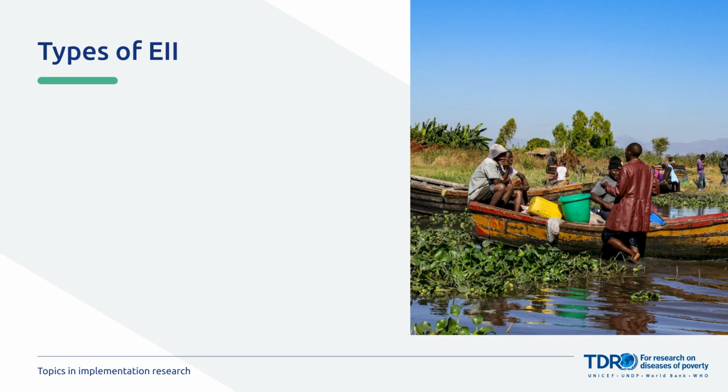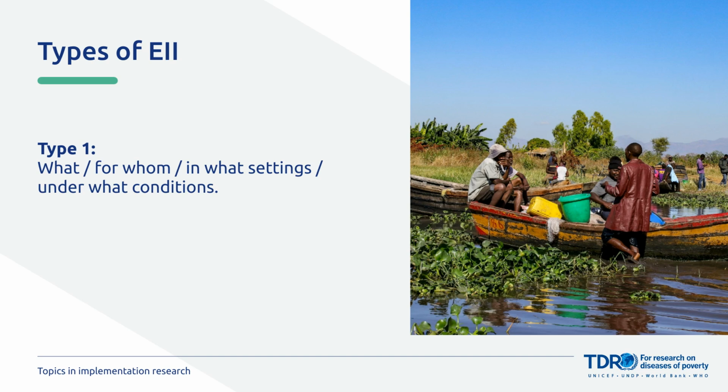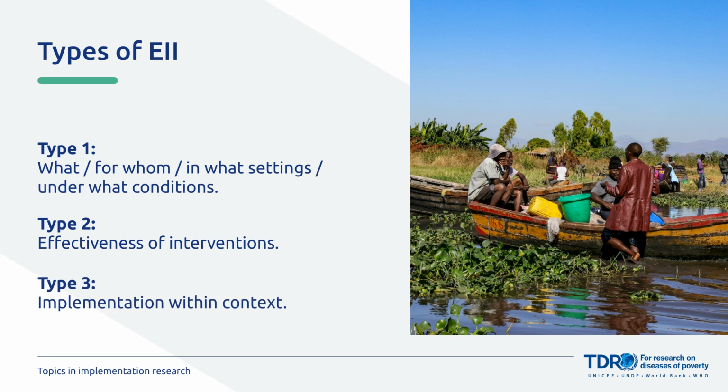Evidence within the realm of public health comes in many different forms spanning 3 broad domains. Type 1 evidence focuses on understanding the causes and burdens of health issues. Type 2 evidence centers on assessing the effectiveness of interventions in addressing these health issues. Type 3 evidence examines the processes and outcomes of implementing interventions within specific contexts.